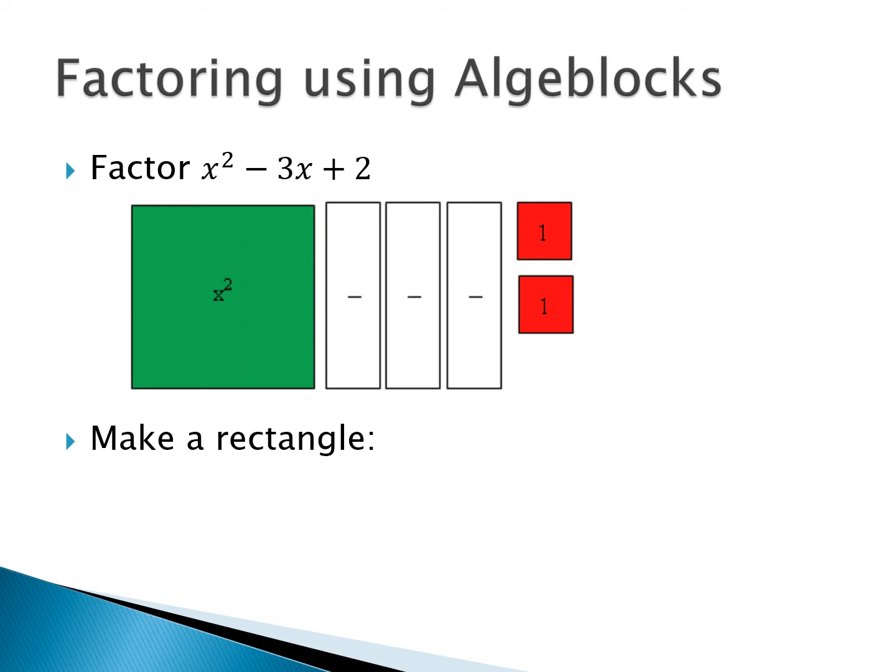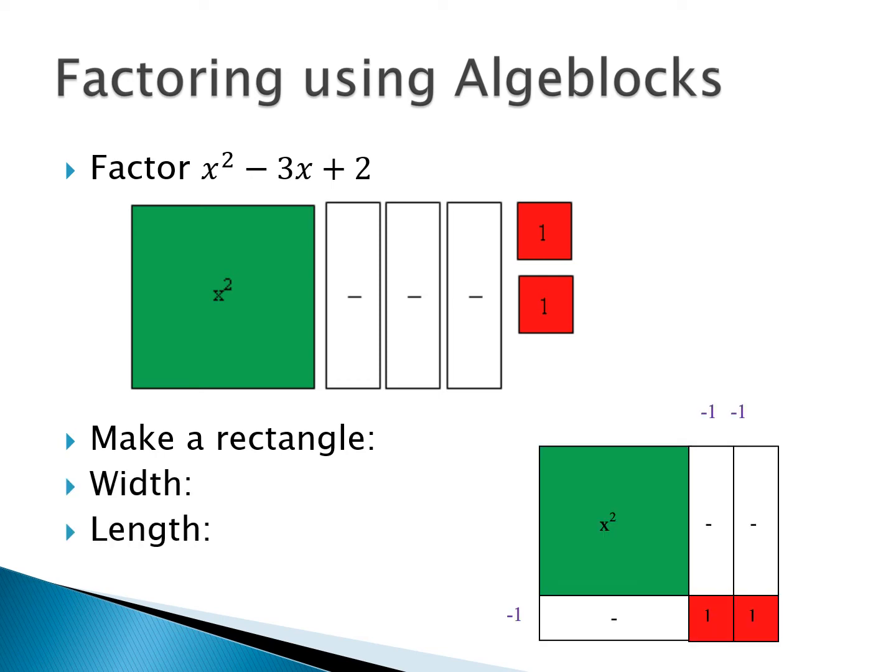Now here we have negative 3x. And so for negative 3x, we still can make a rectangle, and that's fine. That's just going to change what some of the numbers that we have are going to be. So here you can see this rectangle and how I placed it.